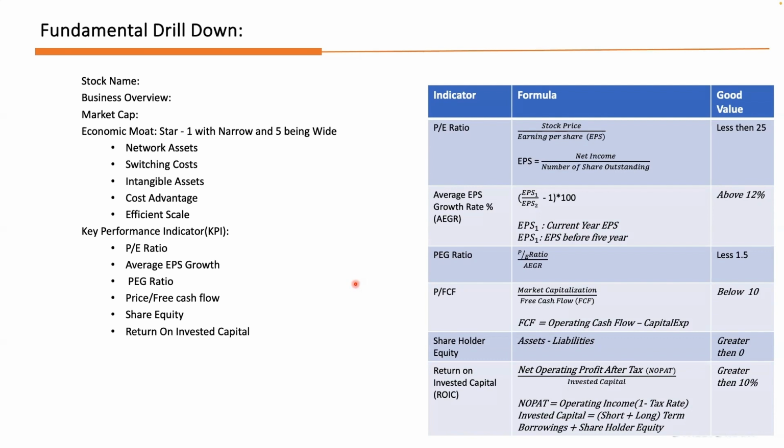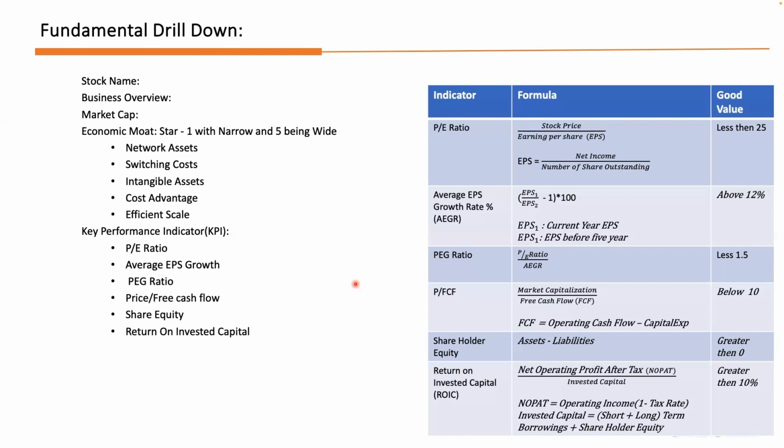What is the average EPS growth rate? That is taking the current EPS divided by the EPS from 5 years ago, subtracting 1 to get the growth rate, multiplying by 100, then dividing by 5 to get the average yearly growth rate. It should be about 12%, because currently we know that indices like the S&P 500 and other major indices like the Nifty 50 or Nifty 100 give a good return of about 10 or 11% annually. So we should expect the average growth rate to be above 12%.